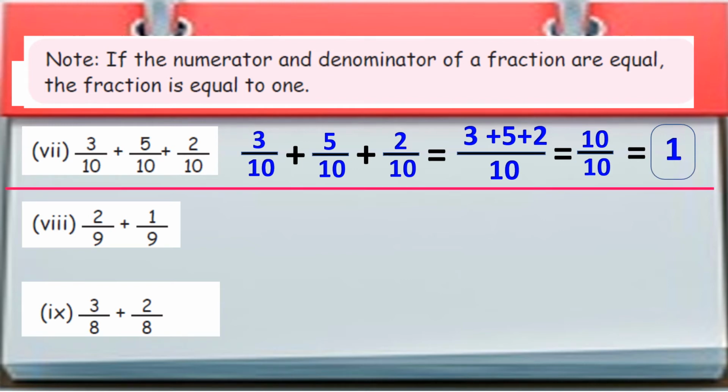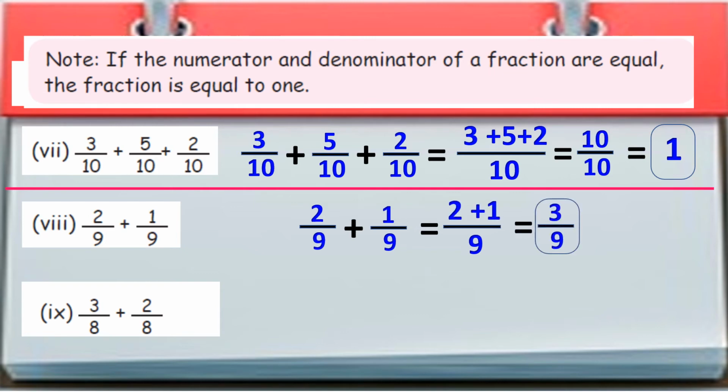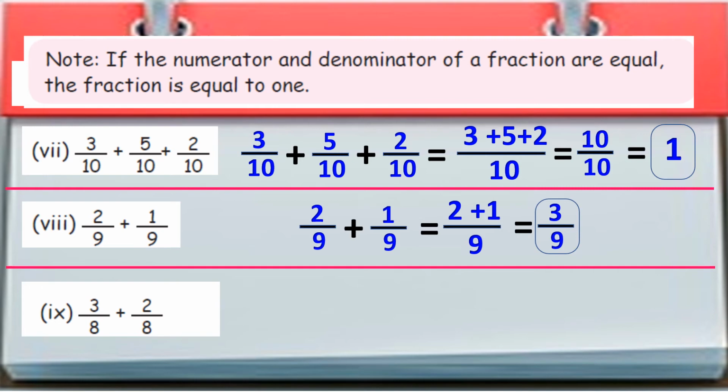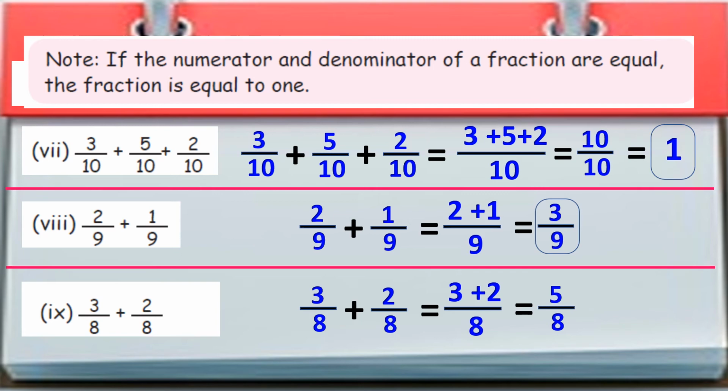8th sum, 2 by 9 plus 1 by 9. It's a like fraction, so the denominator is 9. At the top, 2 plus 1, that's equal to 3 by 9. Okay, hope you can understand. So you try by yourself first, and then check the answer here. Here also 8 at the bottom, 3 plus 2, that's equal to 5 by 8. So 5 by 8 is the correct answer.